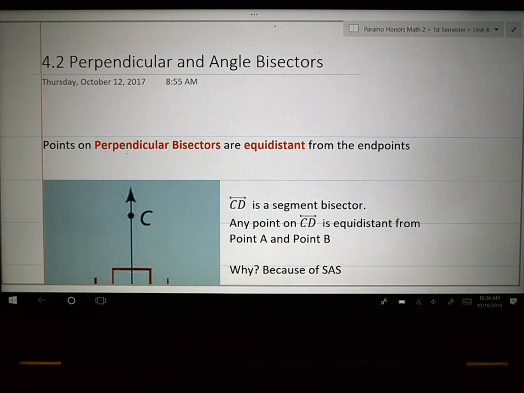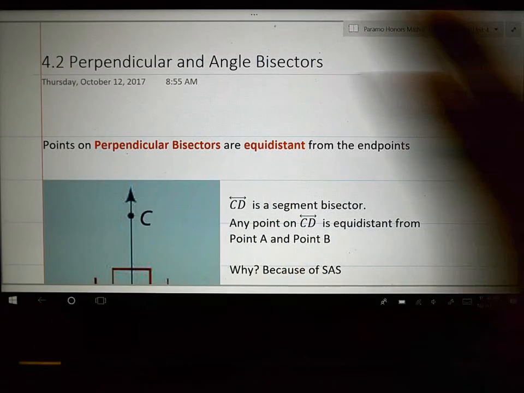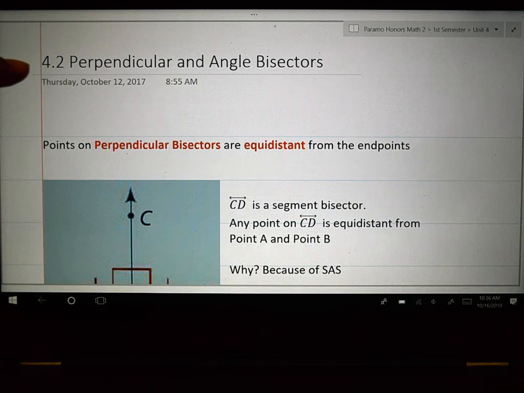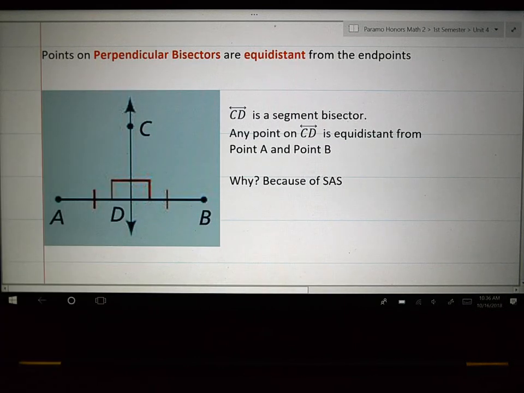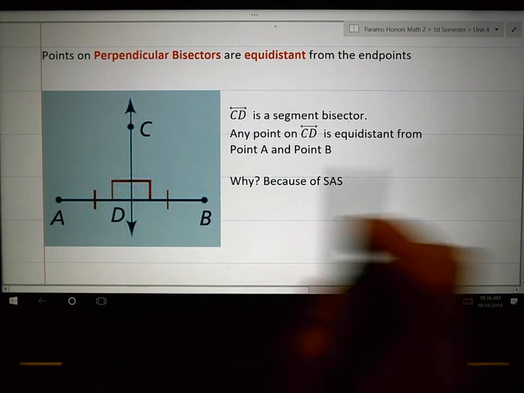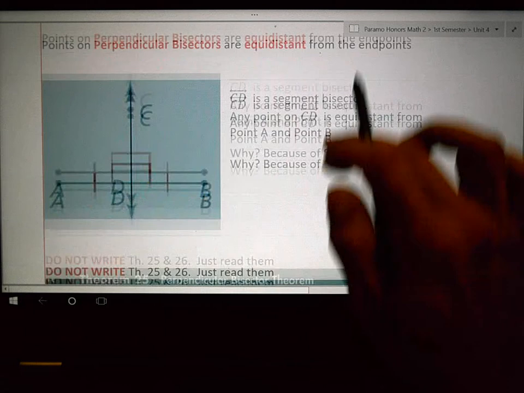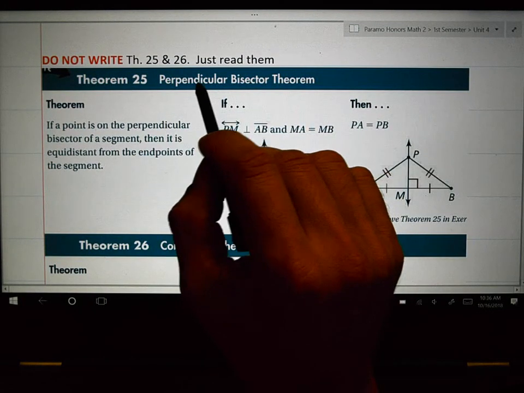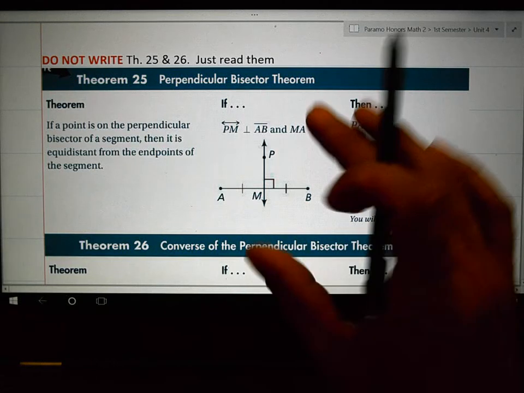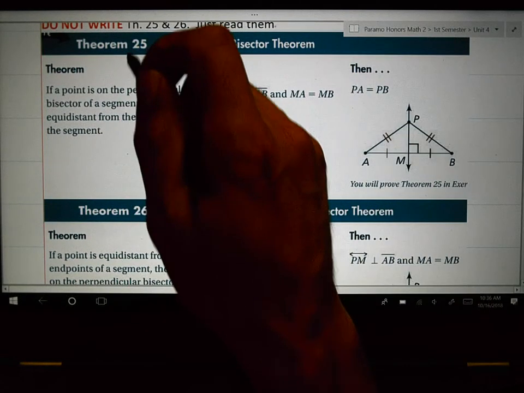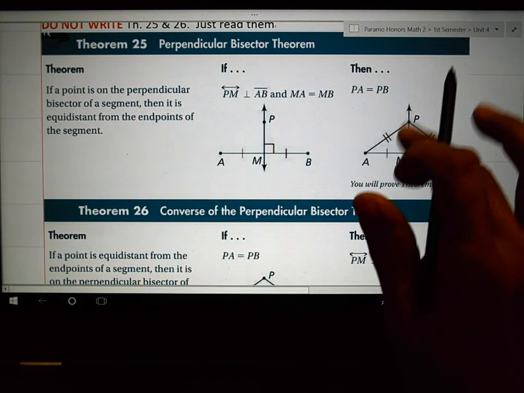In 4.2, we're going to talk about two specific things that we need to know in order to be able to do the rest of the chapter. The first is perpendicular bisectors. Most of you have heard about this before in Math 1 or Advanced Math 8. What we're going to talk about has everything to do with the perpendicular bisector theorem and its converse. They are specifically stated in Theorem 25 and 26, and they have names.